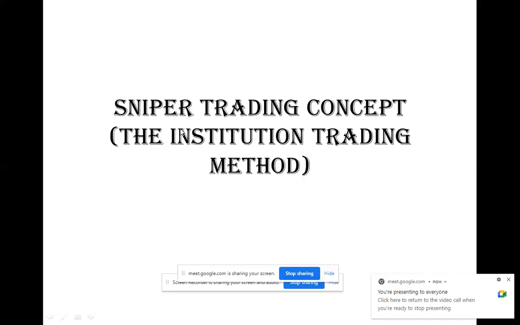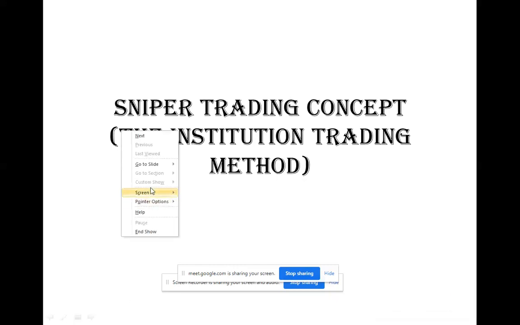So, sniper trading concepts, the institutional trading method. These institutional traders use this method to snipe a trade, to enter a strong move, buying the market in a strong move, selling the market in a strong move. So that is what I want to discuss today.